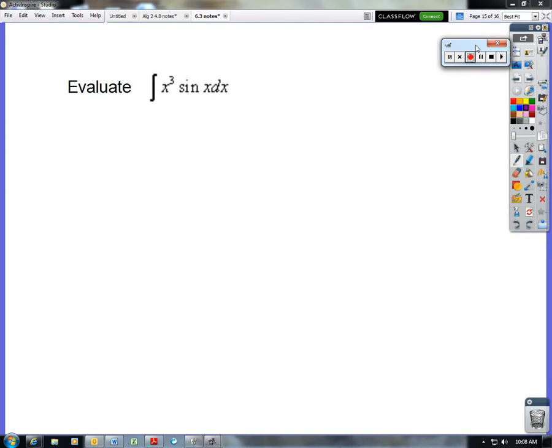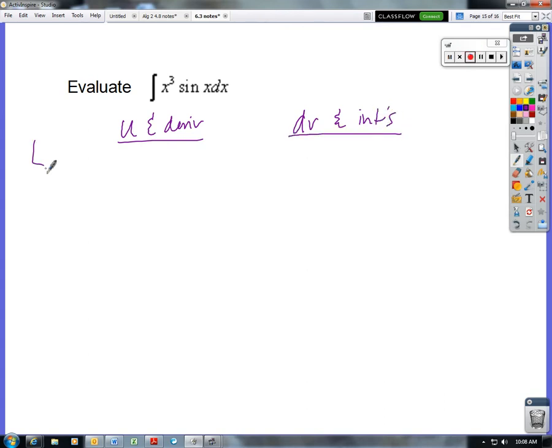Try this one on your own with the tabular form. You can see, oh, you know what? I think this is actually, let me check. Is this similar to that one we did where we had the special, no. Well, let's just go ahead and do it. So u and derivatives, dv and integrals. LIPET. Trig is last, so it's going to be the dv. That means the x cubed is your u.